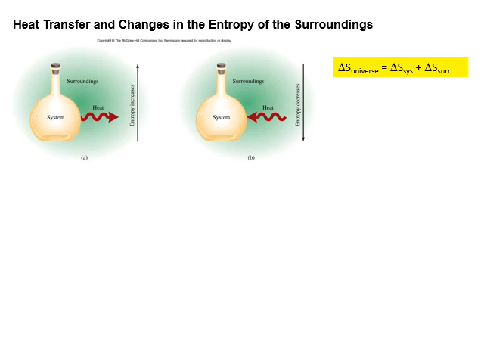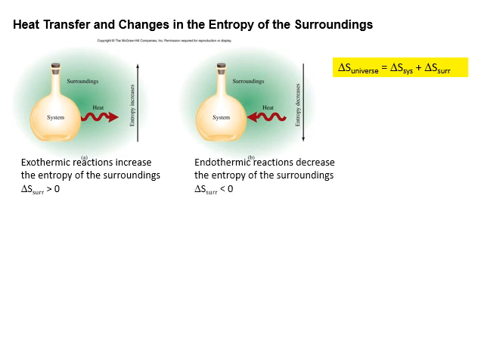This means that for an exothermic process or reaction for the system, the surroundings will gain heat and therefore the surroundings will gain entropy. Exothermic reactions increase the entropy of the surroundings. Delta S surroundings will be greater than 0. On the other hand, for an endothermic process or reaction, the surroundings will transfer heat energy to the system, so Q reversible for the surroundings will be negative, and the surroundings will lose entropy. In this case, delta S surroundings is less than 0.